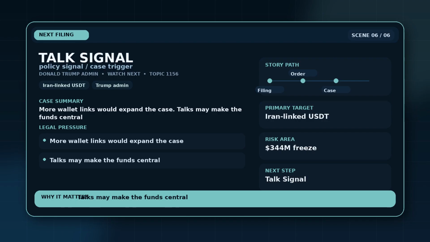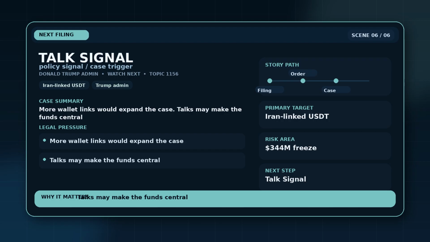The next signal is whether additional wallets are identified, whether Iran demands frozen funds in talks, and how Tether frames future cooperation. For the Donald Trump admin, the closing read should stay tied to the next observable signal, not a prediction. If that signal appears, the story gains confirmation. If it fails, the market has to treat the earlier move as incomplete.